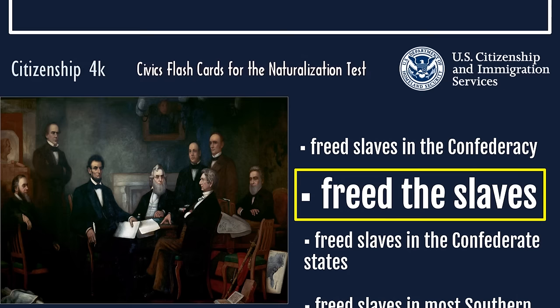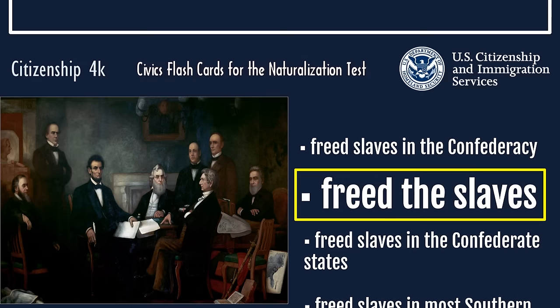What territory did the U.S. buy from France in 1803? Louisiana.